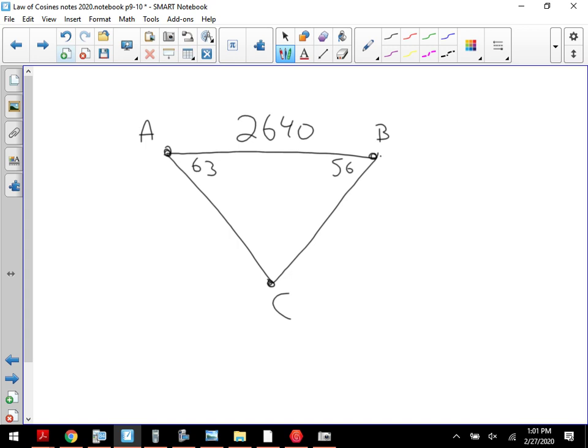Real fast, number 3 and then number 7 on the other side. Number 7 is basically the exact same problem, just different numbers. Okay? They're basically the same side picture.